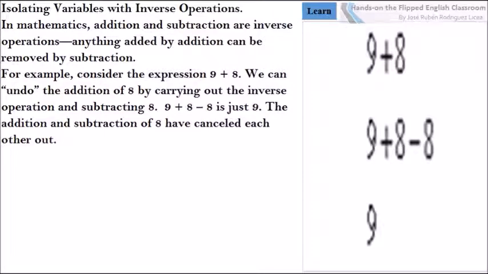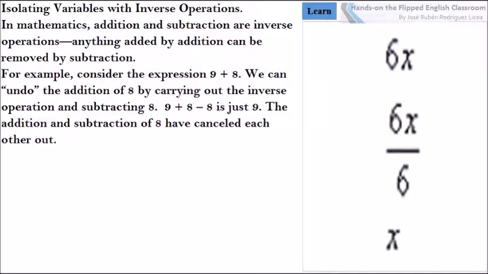Isolating variables with inverse operations. In mathematics, addition and subtraction are inverse operations. Anything added by addition can be removed by subtraction. For example, consider the expression 9 plus 8. We can undo the addition of 8 by carrying out the inverse operation and subtracting 8. 9 plus 8 minus 8 is just 9. The addition and subtraction of 8 have cancelled each other out.